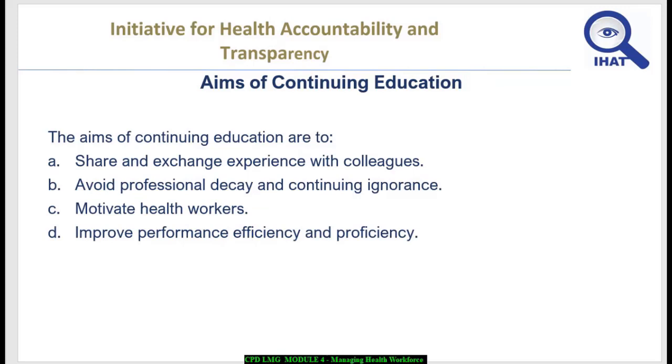The aims of continuing education are to share and exchange experience with colleagues, like we mentioned in clinical meetings or ward rounds, to avoid professional decay and continued ignorance, to expose personnel to new ideas, to motivate health workers, and to improve performance and efficiency.